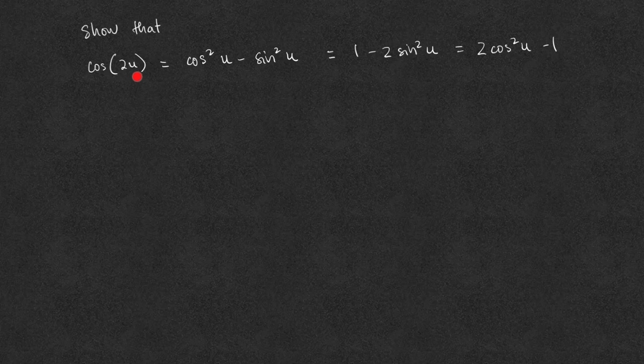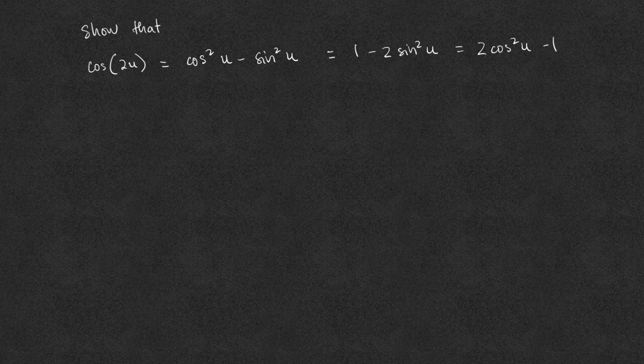Show that cosine of 2u equals cosine squared of u minus sine squared of u, equals 1 minus 2 sine squared of u, and also equals 2 cosine squared of u minus 1. There are three equations here. Because of the three equal signs, we will show them one by one.